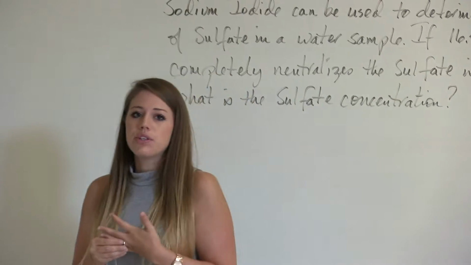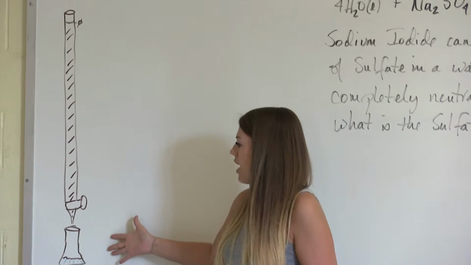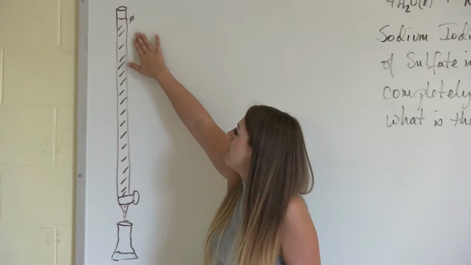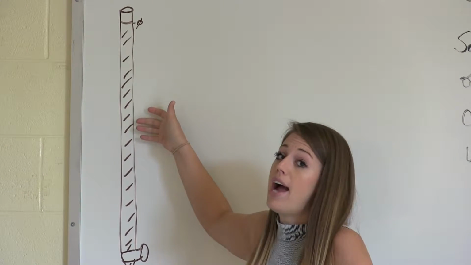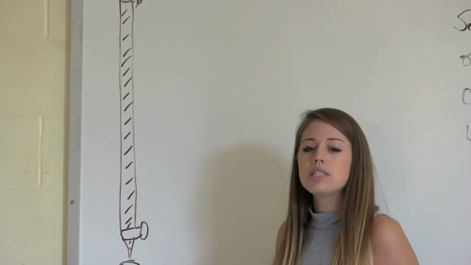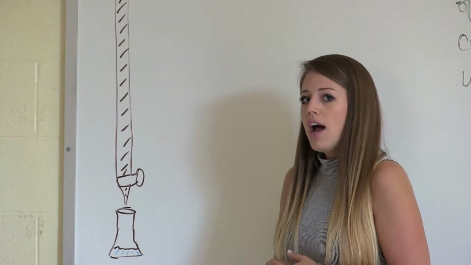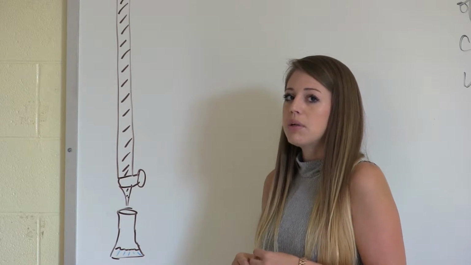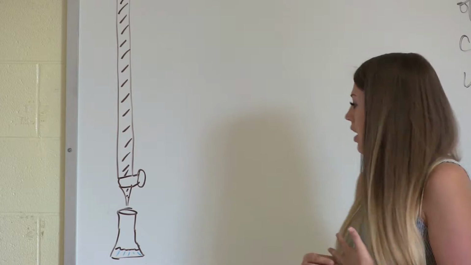So the apparatus for titrations is the use of a burette and an Erlenmeyer flask. So we normally put in the burette the concentration of the known reactant. So we know the concentration of this, and then down here is our sample, and we normally have an indicator in there that's going to change color to let us know when the reaction is complete. And this is kind of the standard titration that we do.